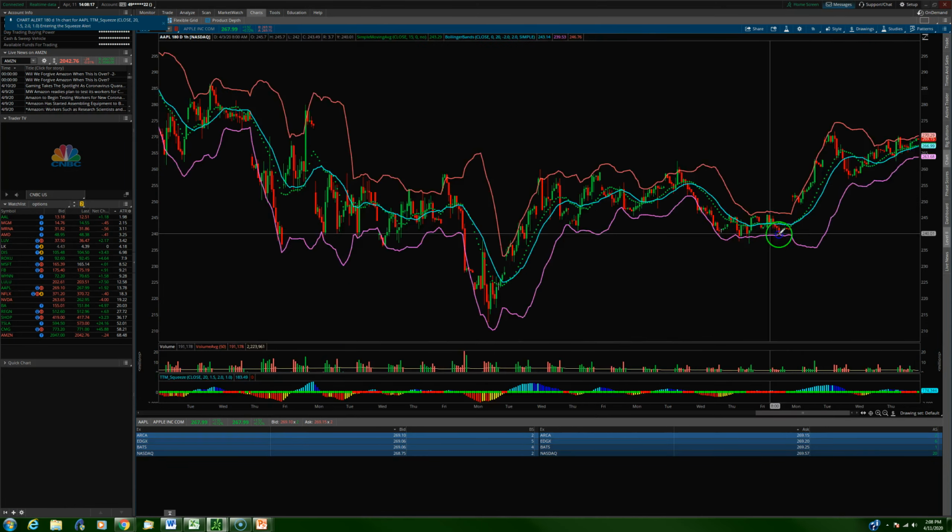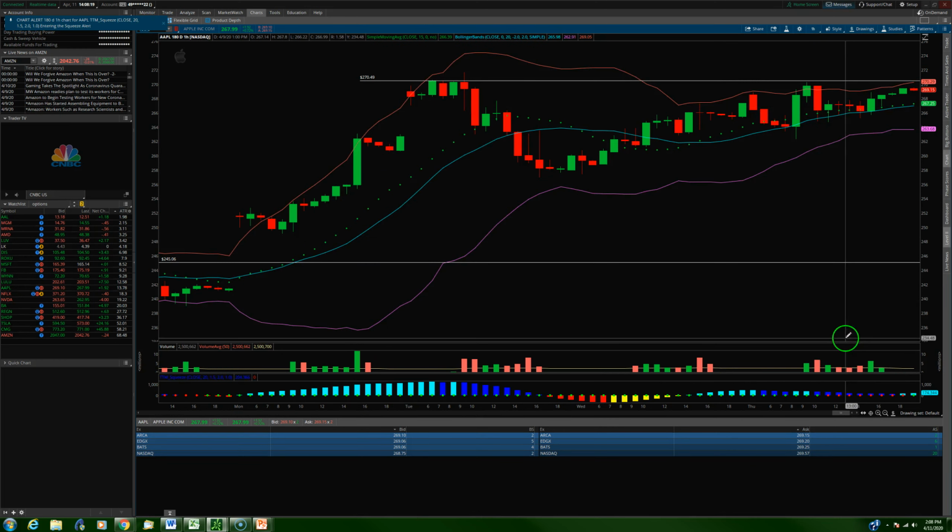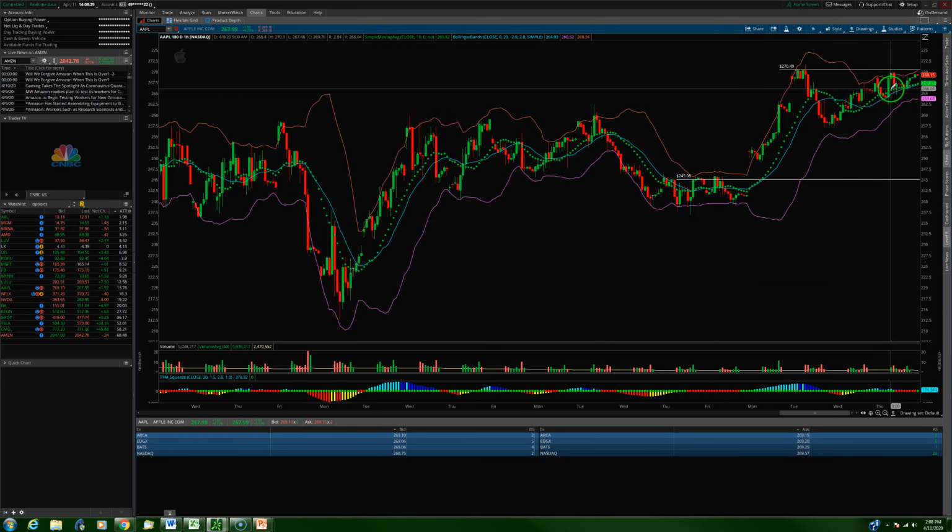Apple on the hourly. All right, good looking squeeze, guys. And we can see that momentum is starting to shift towards the upside. Now say you're looking for an Apple move this week, right? You can buy in the monies, you can buy out the monies, but where should we be realistically looking to take profits?